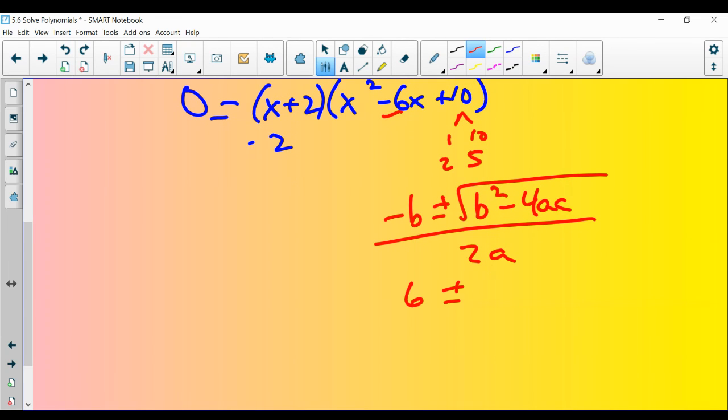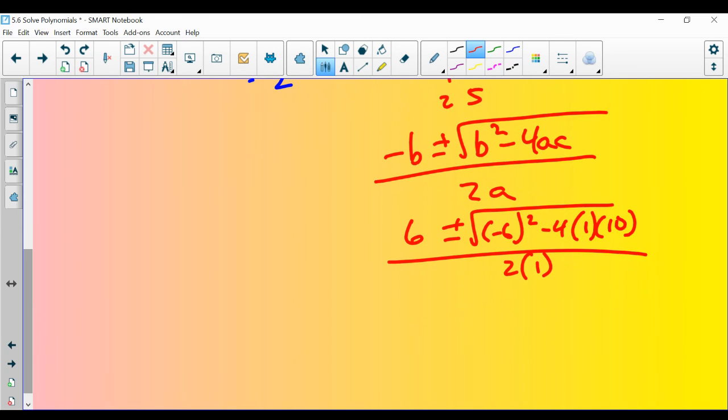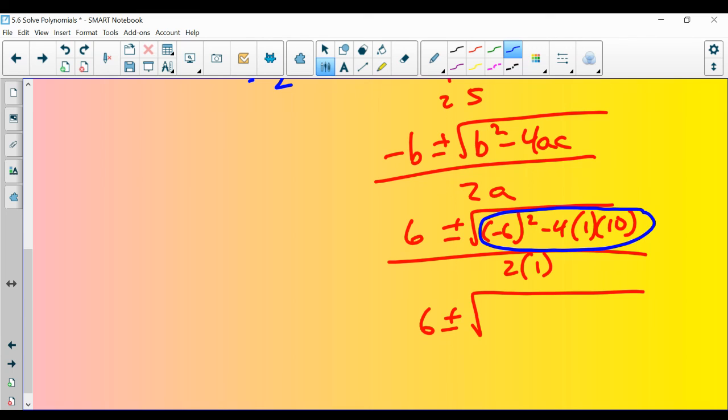6 plus or minus square root of -6 squared minus 4 times 1 times 10 all over 2 times 1. Carrying on, 6 plus or minus the square root. I've instructed you guys to just type everything underneath the root in your calculator and see what you get. I'm going to do that right now. Making sure to put my -6 in parentheses, -6 squared minus 4, 1 times 10, you get -4.